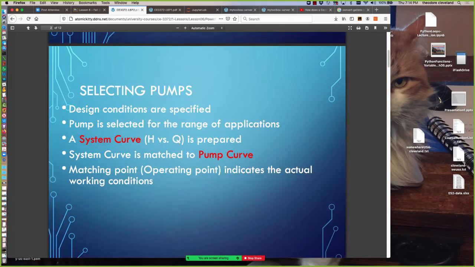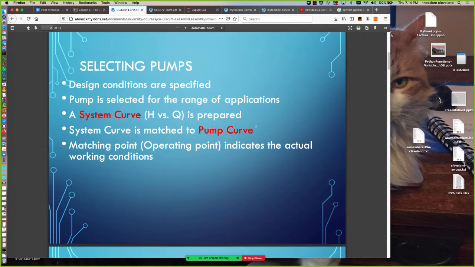Moving to part 2, we're going to review some concepts in pump selection. This is largely lifted from that first reading I showed you by Walker, and to give some guidance on how we choose a pump in practice. So we specify the design conditions.